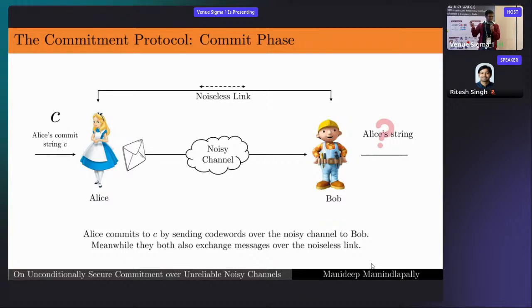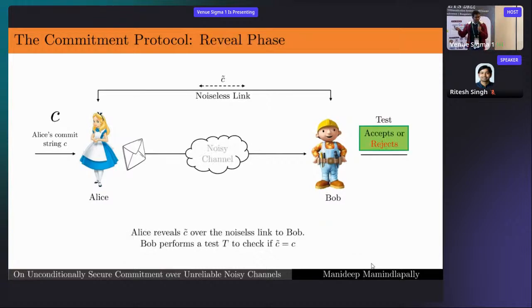And that concludes the commit phase, at the end of which Bob is to be totally oblivious of what Alice's string C was. Now, only in the second phase, the reveal phase, Alice is going to reveal her commit string C. She's going to pass a string C tilde over the noiseless link to Bob. Now note that this revealed string C tilde may or may not be equal to the actual C. So Bob will perform a test to check if C is actually equal to C tilde.